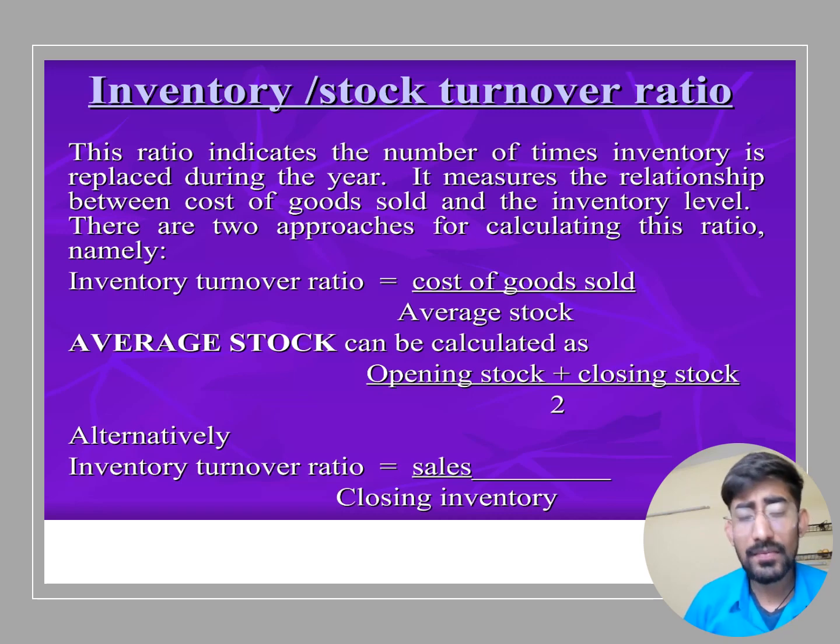And the main thing here is that it represents the number of times inventory is replaced during the year. That means how many times a person or a company needs to replace its inventory in a year. So that's why we are dealing with the cost of goods sold, that is COGS, and how many times we need our inventories to be replaced in a year. So this ratio particularly deals with the stock turnover.